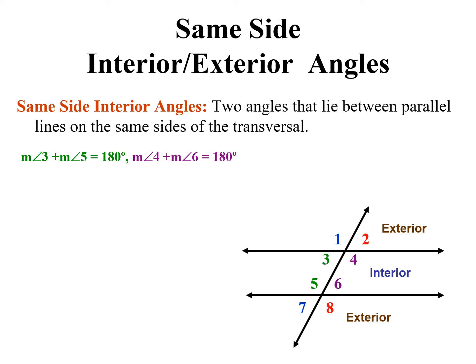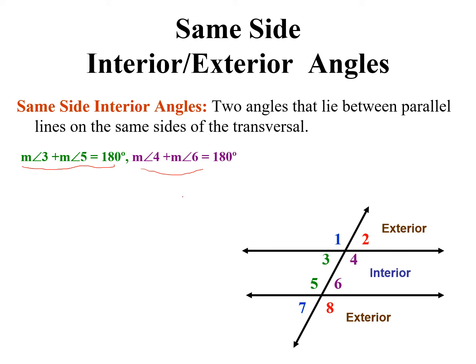Meaning to say that the measure of angle 3 plus the measure of angle 5 is 180 degrees. Same as with the measure of angle 4 plus the measure of angle 6, which is also 180 degrees. That one is the same side interior angles.